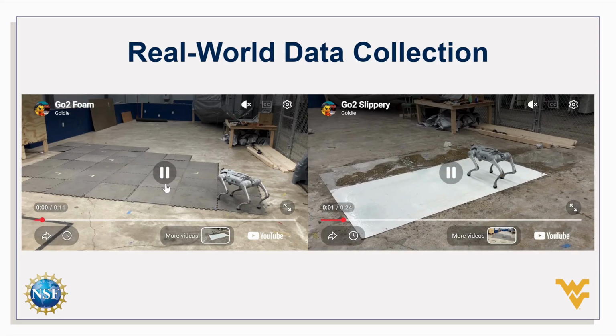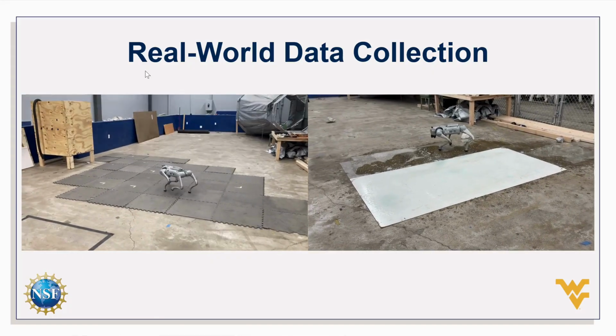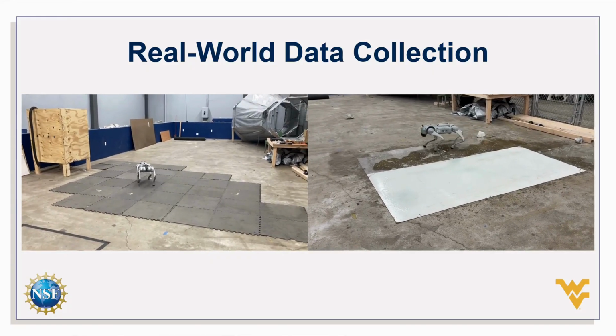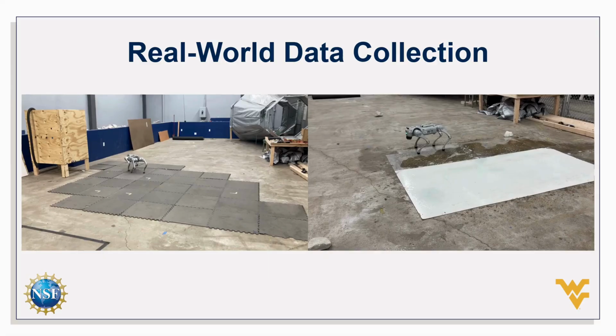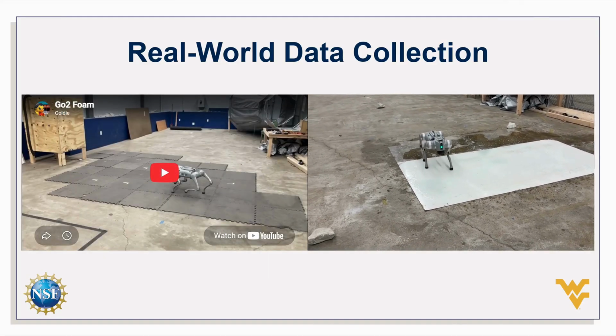We then collected 64 synchronized trials with the Go2 across 5 surfaces: concrete, rubber, foam, watery, and slippery, with a motion capture system providing ground truth position. This data helps bridge the sim to real gap during model training.